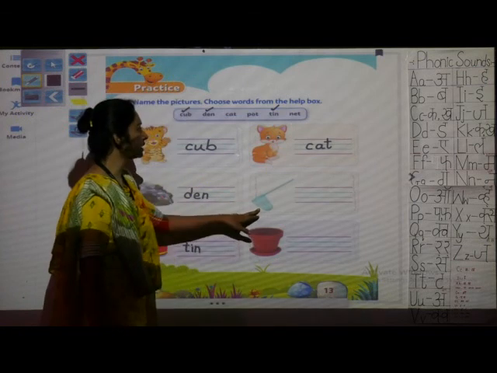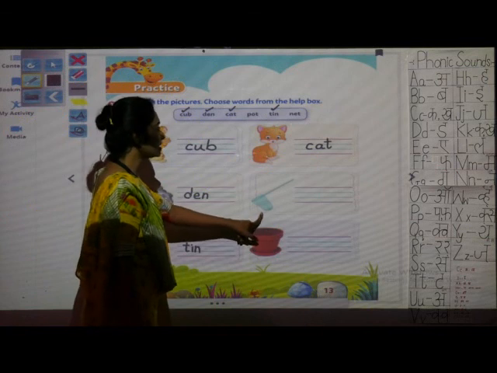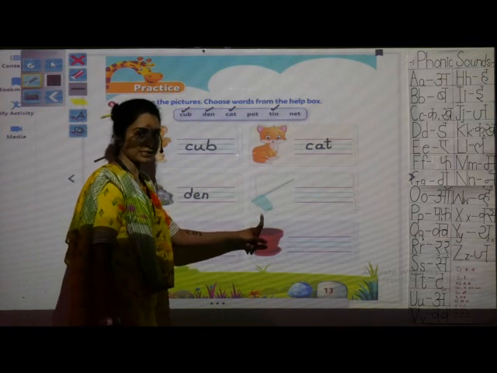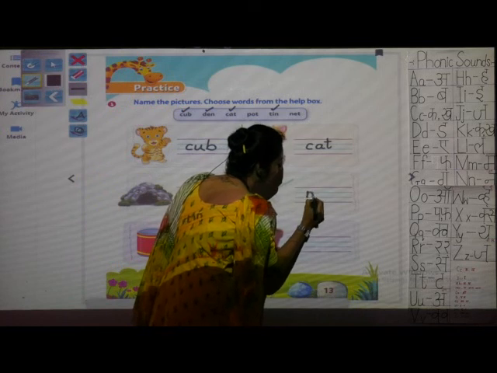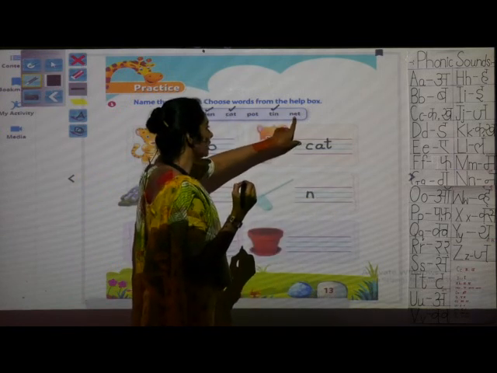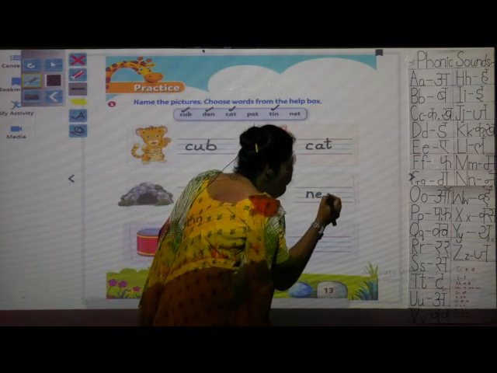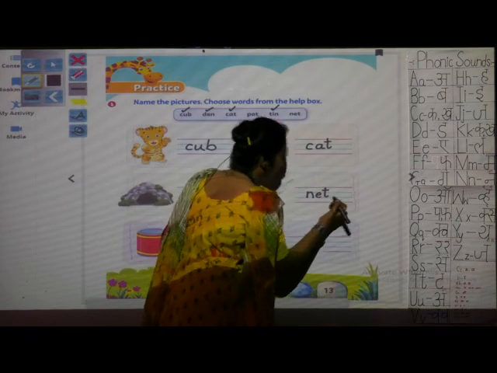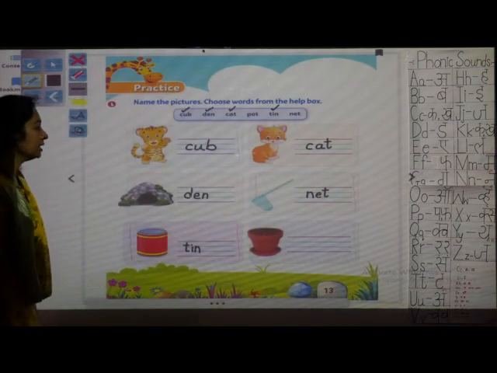Which picture is this, children? Below cat, give one mark. Is this a pot? Is this a net? Yes. So write the spelling of net. What is the spelling of net? Come on, tell me. Yes, N-E-T, net. Very good. Write here, N-E-T, net.